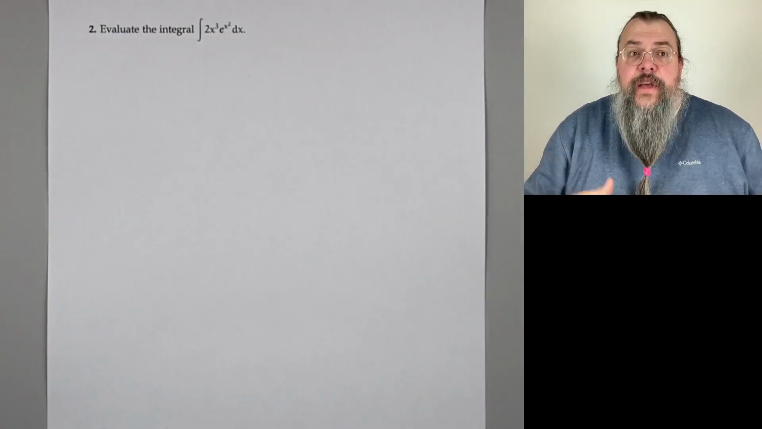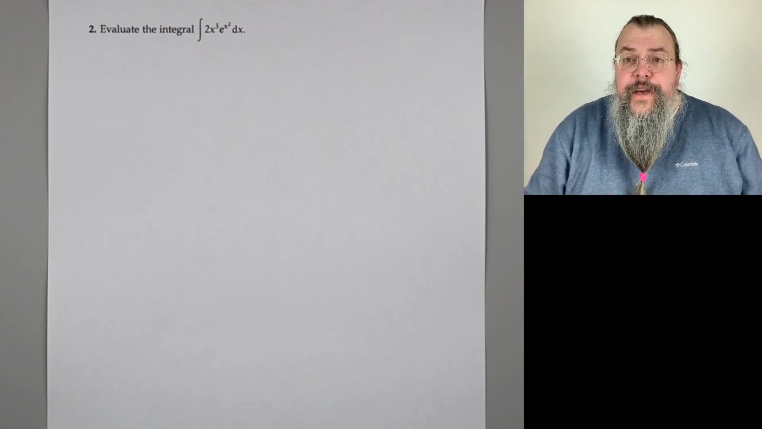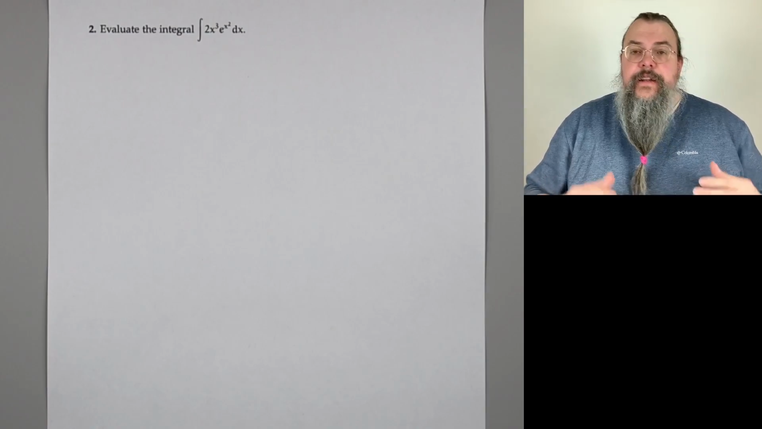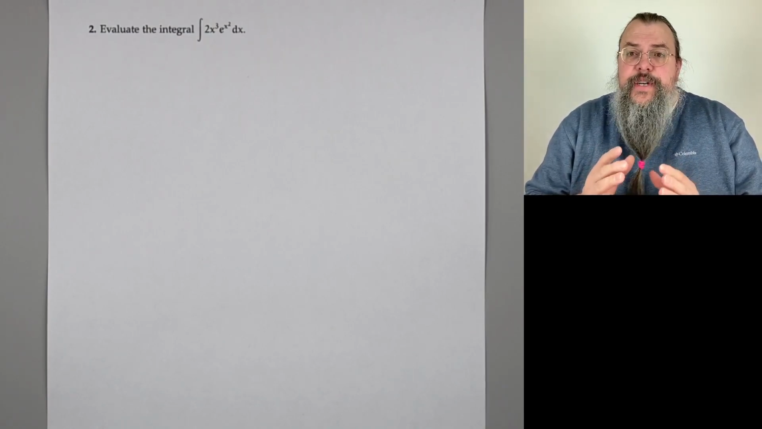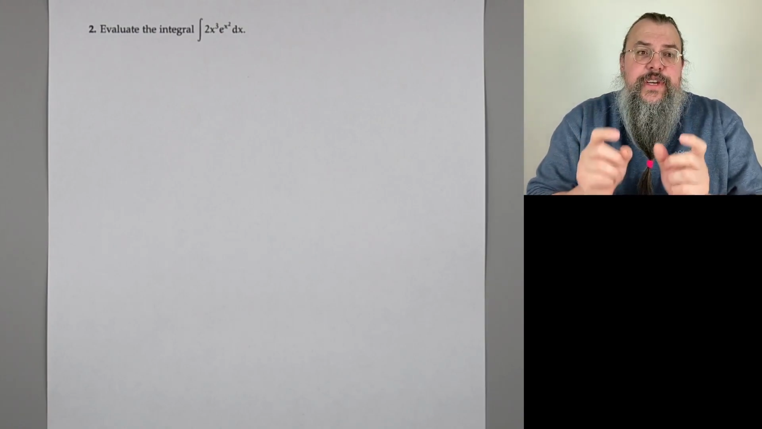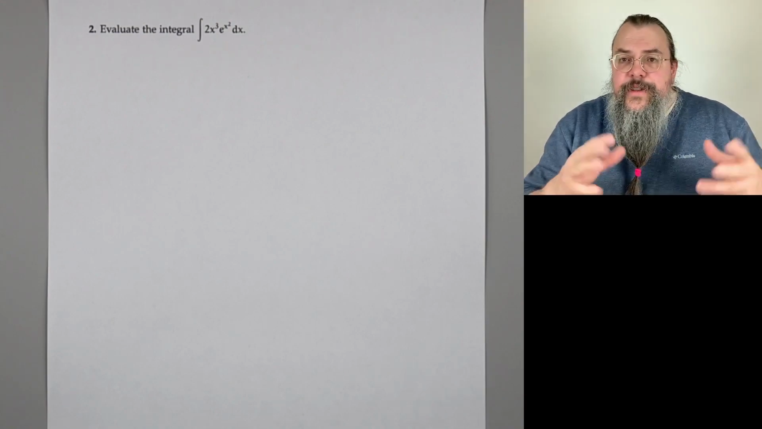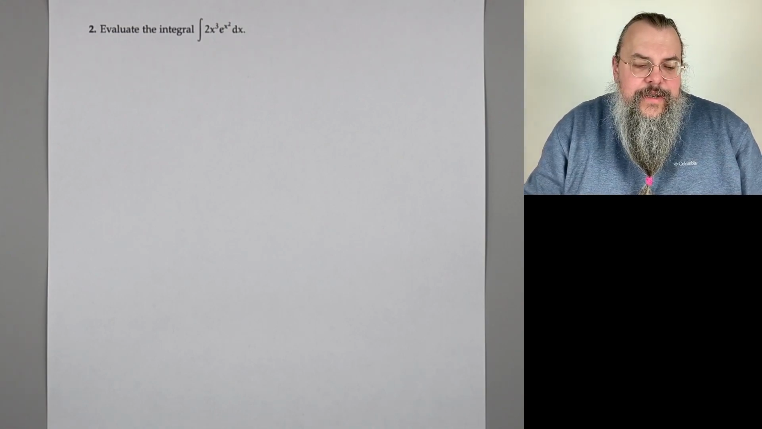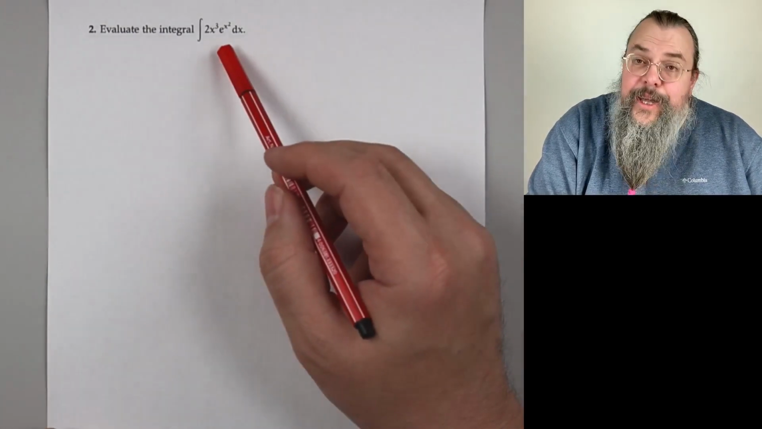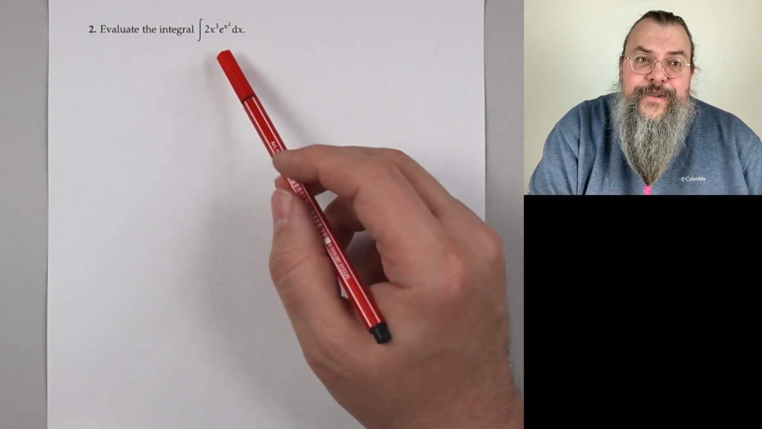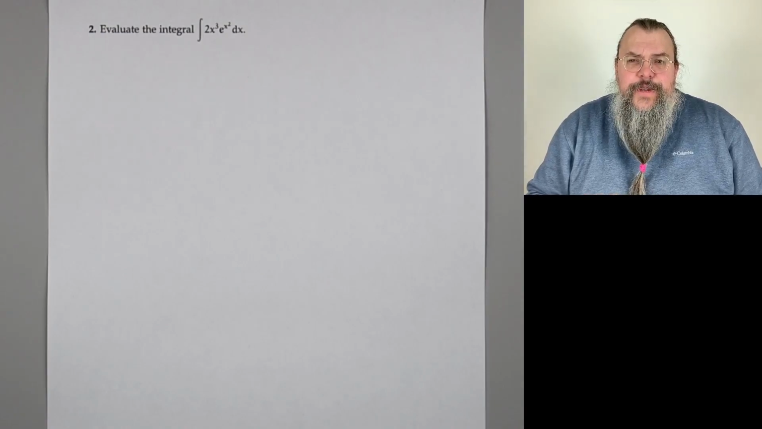Number 2. Evaluate the integral of 2x cubed e to the x squared dx. Okay. Now, right at the start, this looks like some sort of integration by parts, because we see multiplication, the x cubed and the e to the x squared multiplying together. Well, there's a little subtlety. E to the x squared is actually hard to integrate. It's one of the things that we really can't integrate with our standard functions. So what do we do?